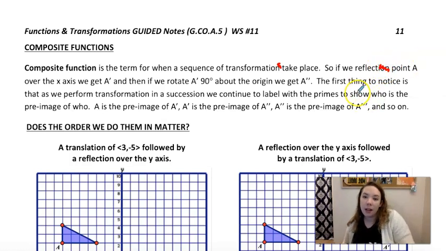So if we reflect point A over the x-axis, we get A prime, and if we rotate A prime 90 degrees about the origin, we get A double prime. The first thing to notice is that we perform transformations in succession. We continue to label with the primes to show who is the preimage of who. So A is the preimage of A prime, which is the preimage of A double prime, and so on. So you do them in order, and you add an apostrophe or a little tick each time.